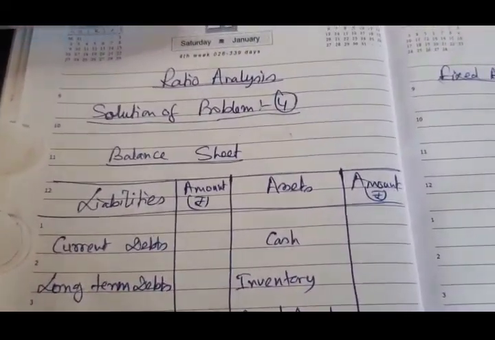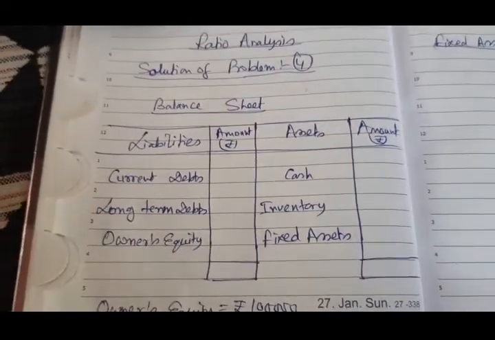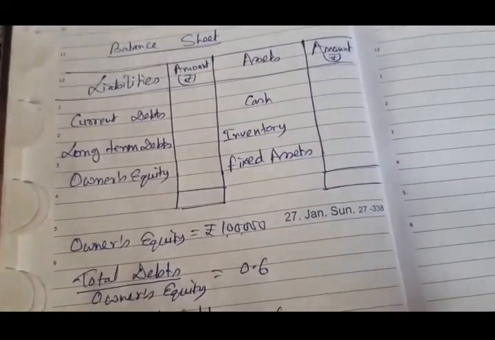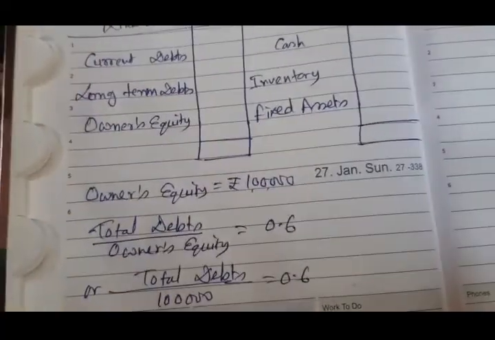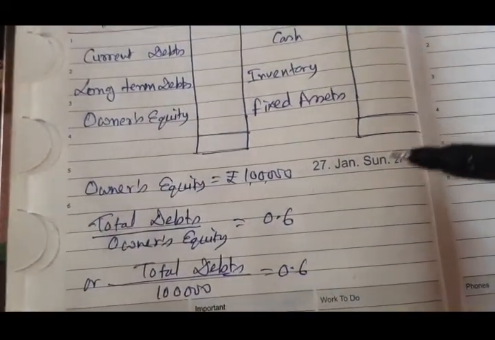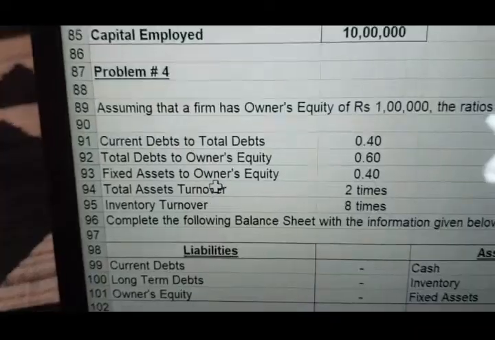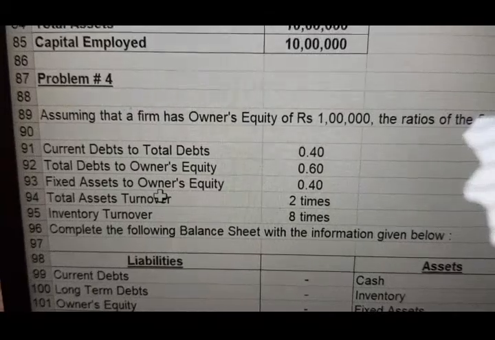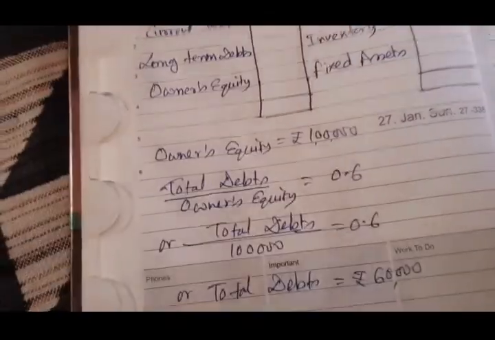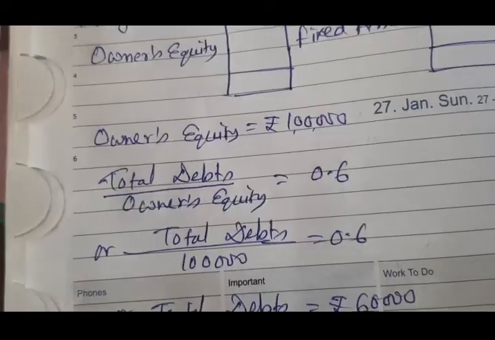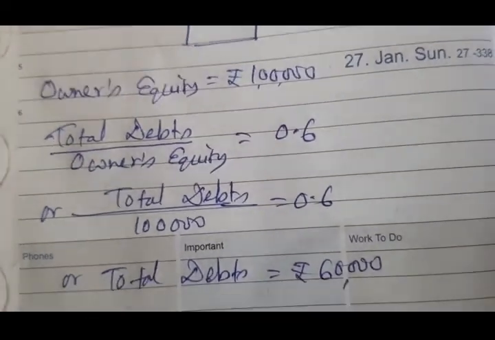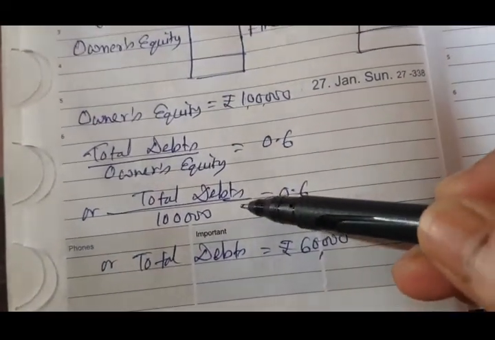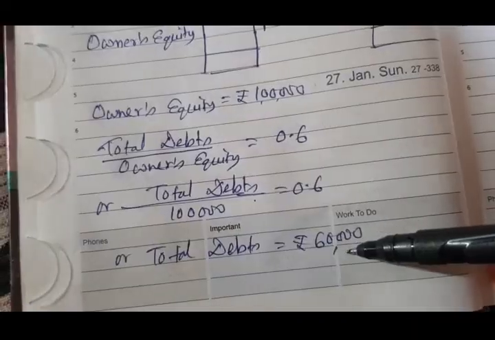See, I have written the balance sheet here. Owner's equity is 1 lakh. First ratio is given as total debt to owner's equity. That means total debt divided by owner's equity. So here total debt divided by owner's equity is 0.6. Total debt you can find out because owner's equity is given as 1 lakh, so I have just written it in the denominator. So your total debt is coming to 60,000.